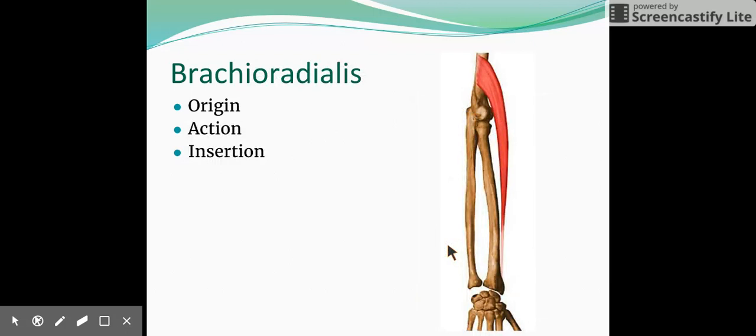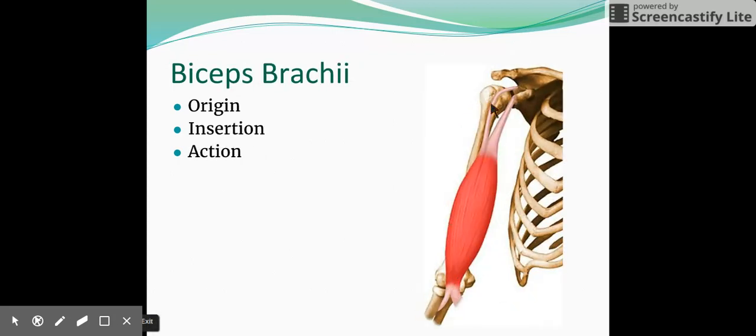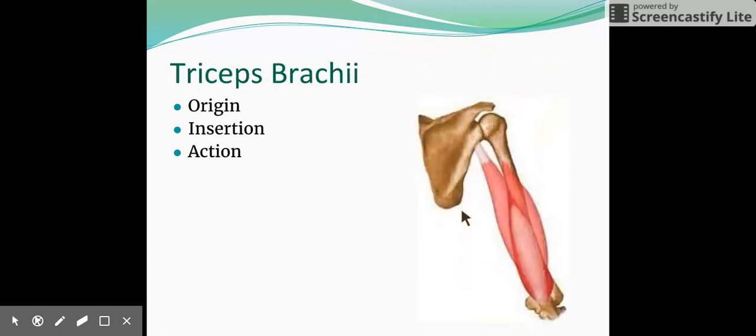Then we have our brachioradialis. Its origin is on the humerus, and its insertion is on the radius. Again, it is a synergist of the biceps brachii, which means its action is to flex the forearm. And as you can see, all of these muscles are on the anterior side of the body when we are in standard anatomical position. So that's where you're seeing that pattern already starting to arise, with flexors on the anterior side, extensors on the posterior side.